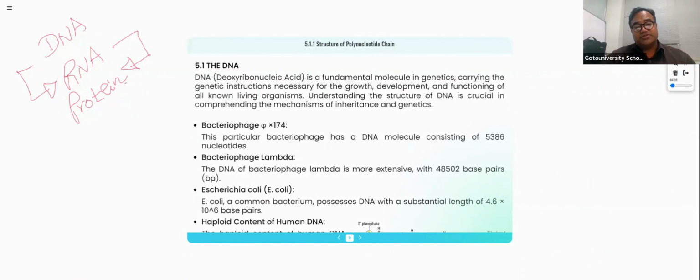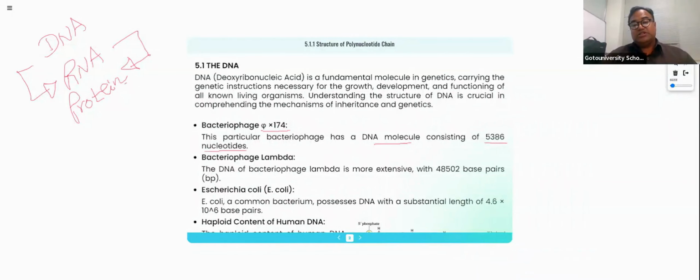We know very well the DNA structure is bringing the characters for many generations. This is the way the shape of the organism is supposed to be. This is the way the size of the organism is supposed to be. We know very well the bacteriophage, phi X 174. The particular bacteriophage has a DNA molecule consisting of this many number of nucleotides.